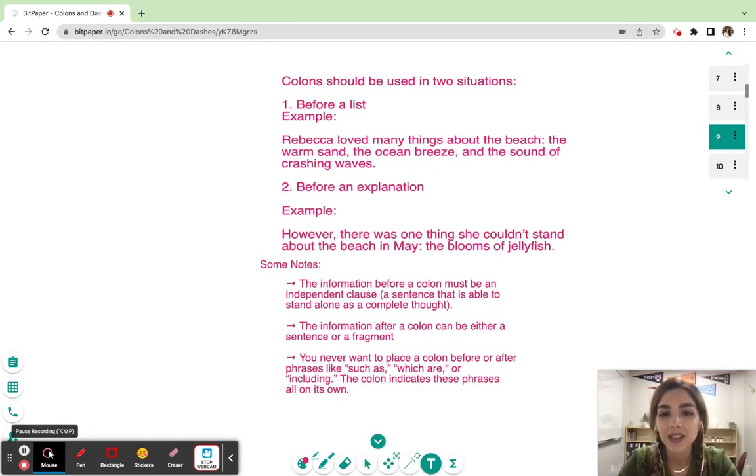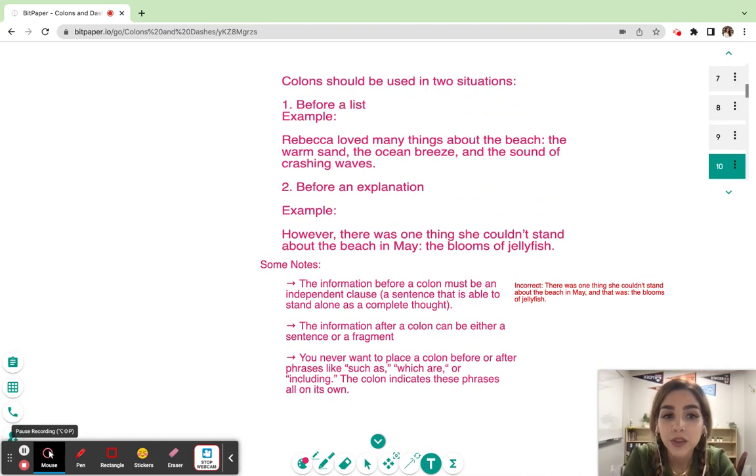Another thing to keep in mind is that you never want to place phrases like "such as," or "which are," or "including," before or after the colon. The colon stands in as those phrases. It is indicating to the reader that you're about to give an explanation or a list that answers any questions the initial sentence might have left hanging for the reader. So just to use an example above, it would be incorrect to say, "There was one thing she couldn't stand about the beach in May, and that was: the blooms of jellyfish."